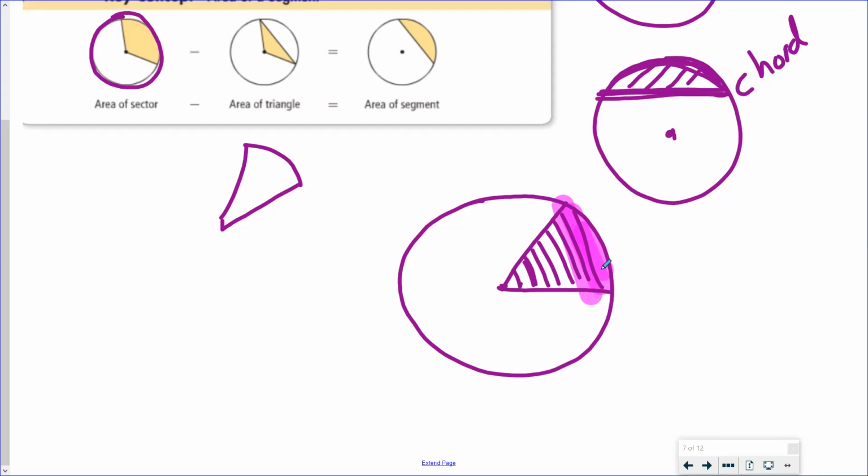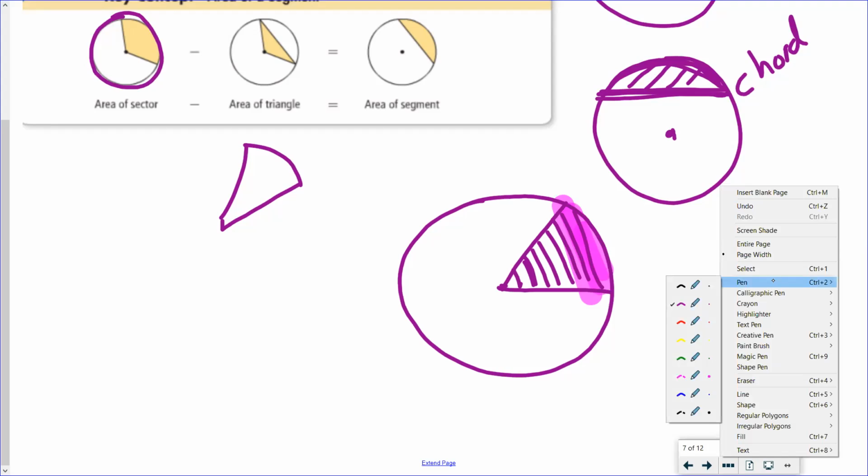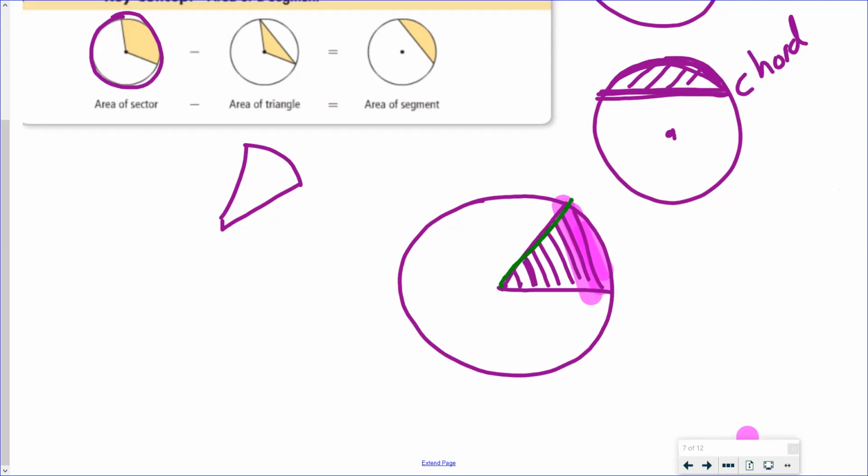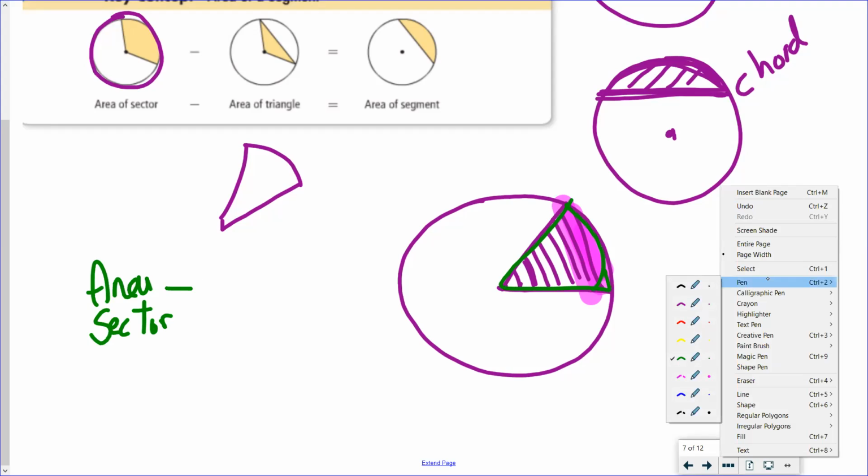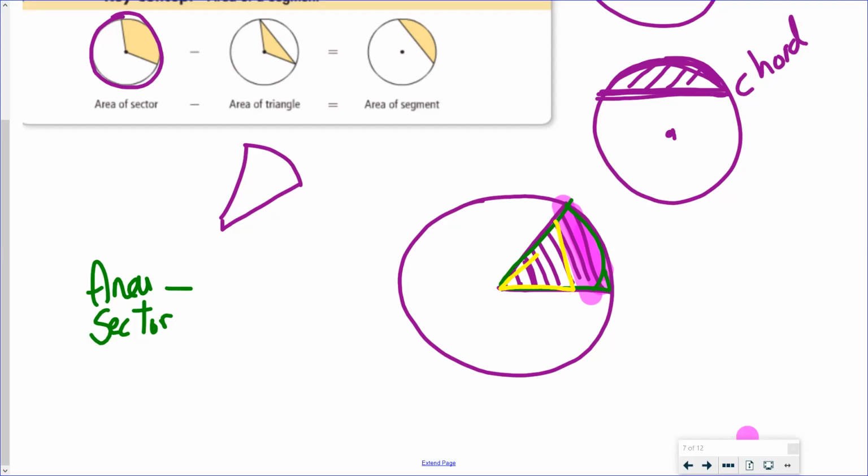How can I find the area of this segment? They found that if you want to find the area of this segment, you have to find the area of this sector minus the triangle. Now look at this triangle here. This sector has two parts, the segment and the triangle. Here is the pink segment and the yellow triangle. So if you subtract the area of the triangle from the area of the sector, you will find the area of the segment.